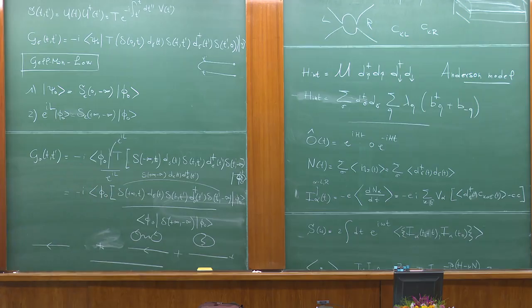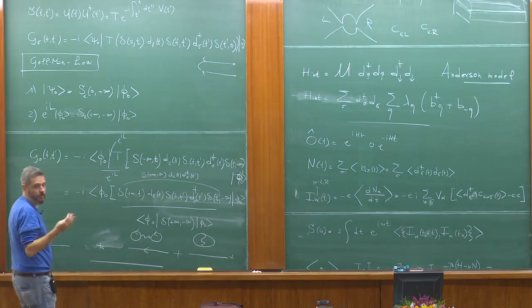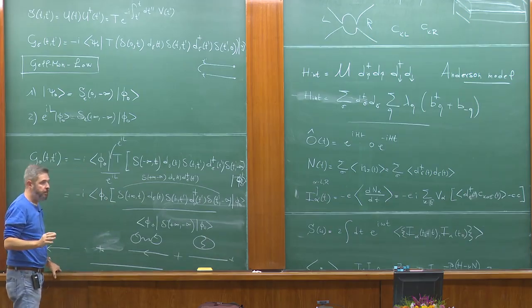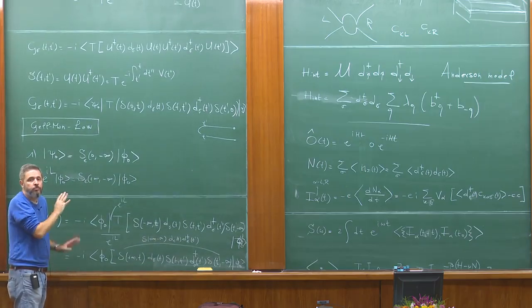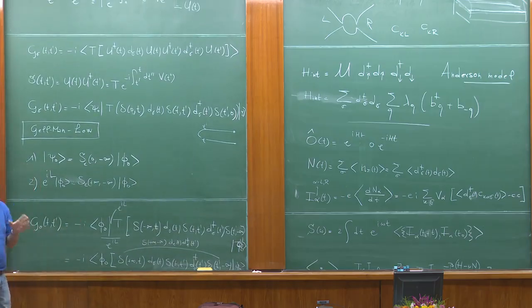Okay, other questions? Right, so now it's my turn to ask questions, right? So what goes wrong? What could go wrong when you go really out of equilibrium in the Gell-Mann and Low conjecture?